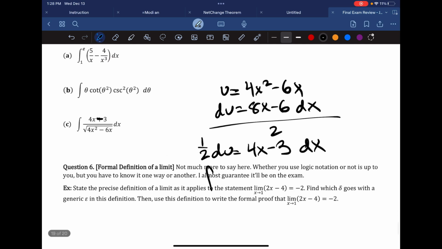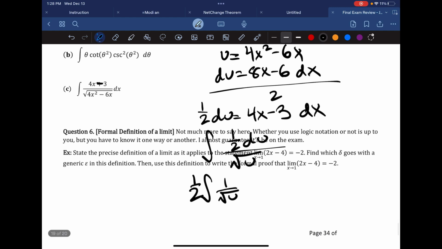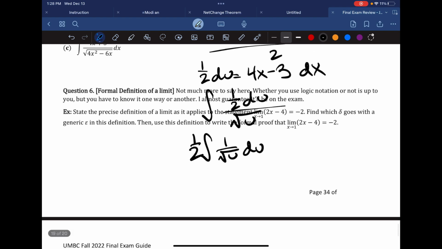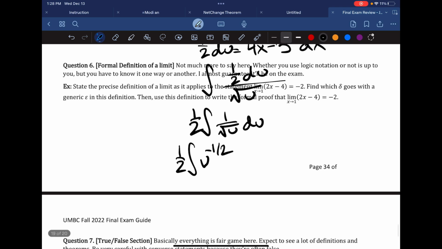So we can rewrite this as the integral where the numerator is 1/2 du, and the denominator is the square root of u. We can bring that 1/2 out front. So 1/2 times the integral of 1 divided by the square root of u, du. Then we can write 1/2 times the integral of u to the negative 1/2 power, du.